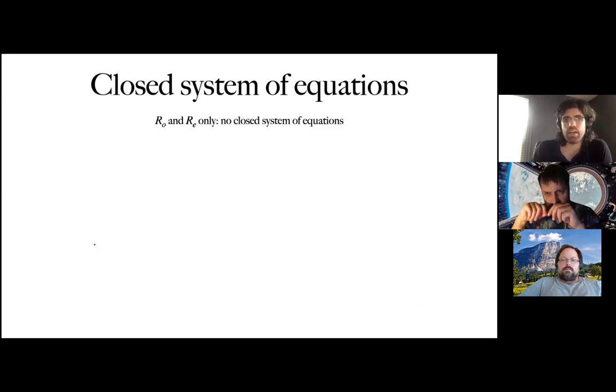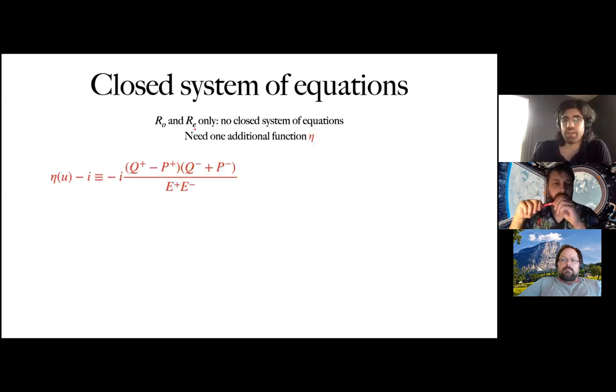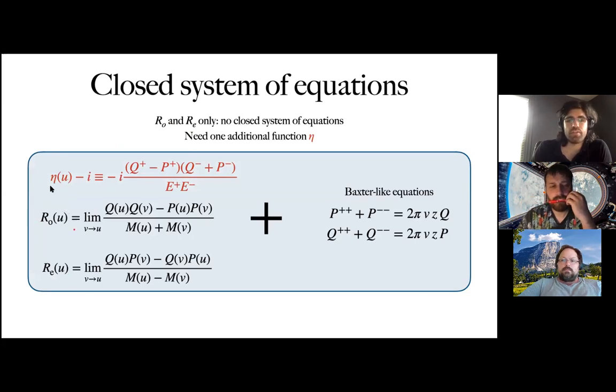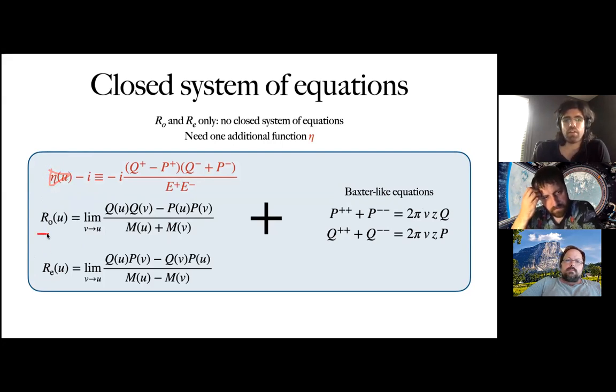It turns out that R_O and R_E themselves do not form a closed system of equations. I will have to introduce another auxiliary function, eta, which is a division of K, P, and it also appears in E. Now, what turns out to be true is that this function, together with the other two functions that I defined before, where I take the limit V going to one, because in the end I will have to compute the trace of the kernel, and the trace of the kernel amounts to setting variables to be equal. Using these three definitions plus the Baxter-like relations, one can find a closed system of equations that involve only eta, R_O, and R_E.